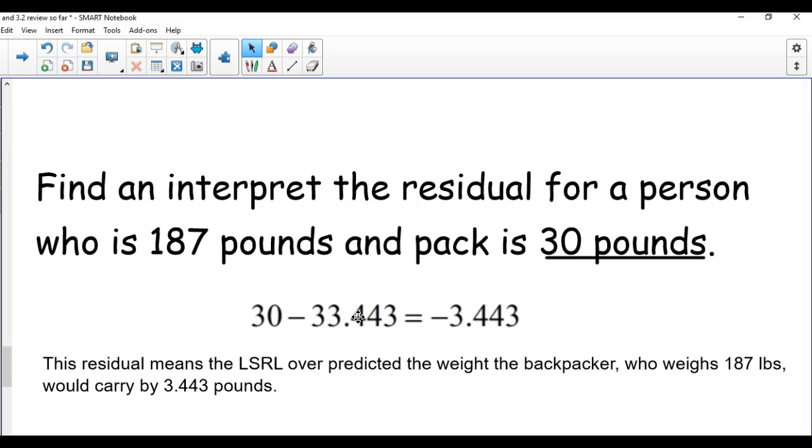Now, is 3.443 pounds that heavy? So did it over predict it by that much? I don't think so. Someone who's not very strong might think that's a lot. I still think that's pretty light. However, our job now will be to look at all of the residuals and see, is the line doing what it's supposed to be doing? So this is everything that we have covered over the last 3 days, all in one problem.